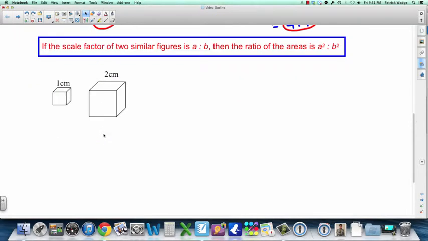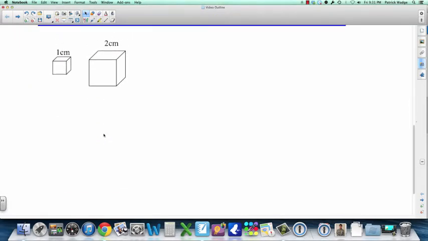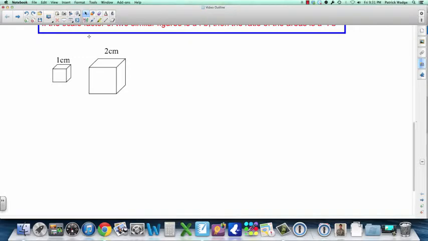Alright, one more to go, and that is surface area. We're just going to do one example here. We're going to find surface area. First of all, what we should do is find the ratio of sides, just like we did in the last question. The ratio of sides, remember, is just another name for the scale factor.